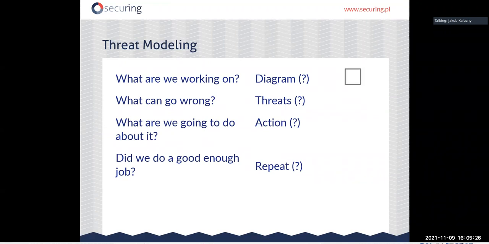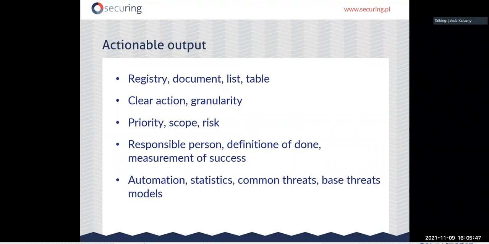So what happens is that we have this representation of the system. We make a list of threats. Then for some of these threats, we assign some actions, because some of them we just deprioritize and we don't care about them. And then we repeat, because we just need to care about fewer threats than before, right? So that's more or less what we do with threat modeling. And we also expect these threat modeling methodologies to serve some purpose and to have some actionable output.